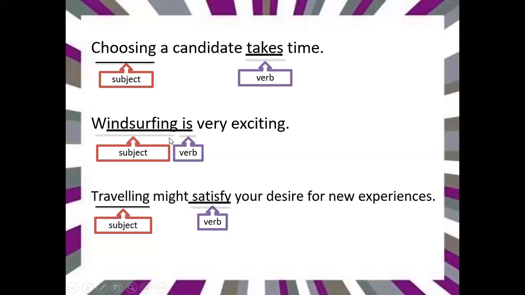Okay, next example. Windsurfing is very exciting. Surfing is the subject. El verbo is. Traveling might satisfy your desire for new experience. Okay, póngale atención a los ejemplos para que comprendamos cómo funciona.